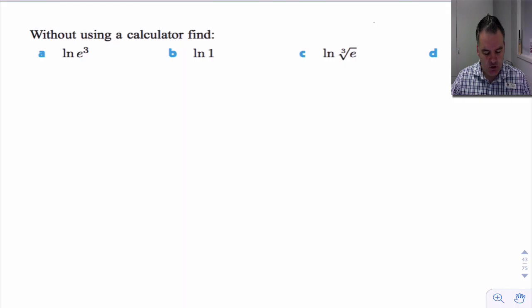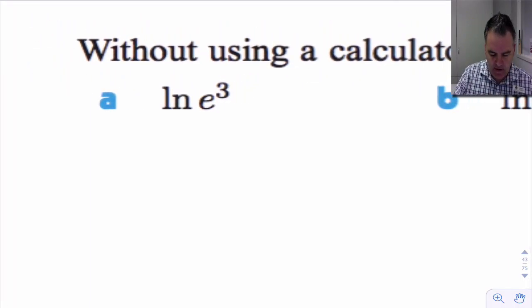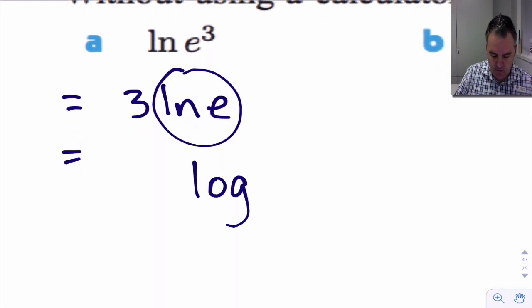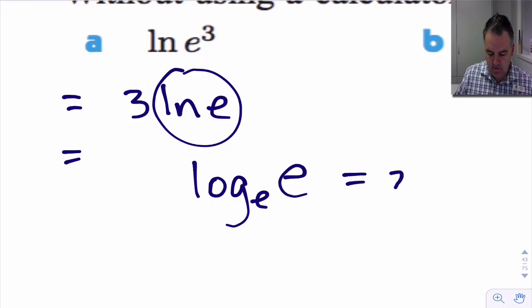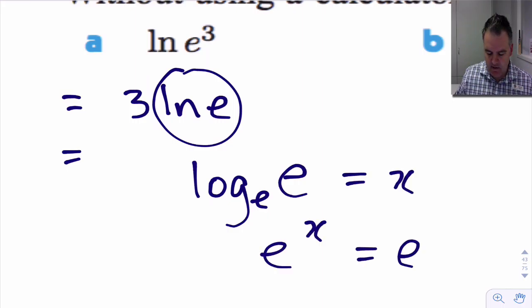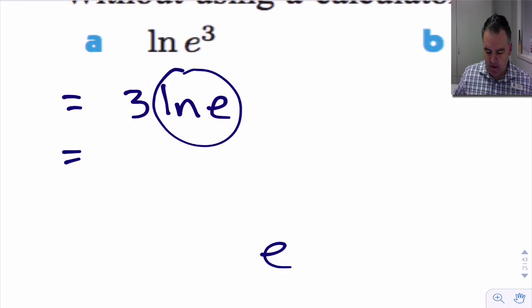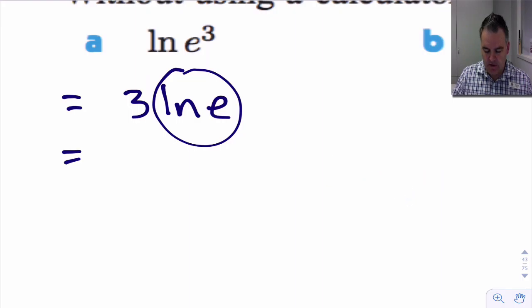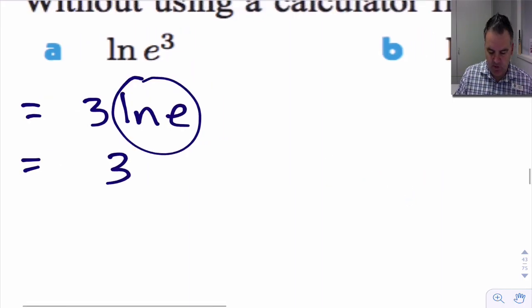So ln e cubed. Well, we know that ln of e is equal to 1, so this is just equal to 3 ln e. Now let's look at this thing here, ln of e. This says log base e of the number e. So that means e to the power of something is equal to e, so x is obviously got to be equal to 1. So that's a basic log rule that we have. Log base 4 of 4 is equal to 1. Log base x of x, anything, is equal to 1. So log base e of e is equal to 1. So the answer to this one here is 3.